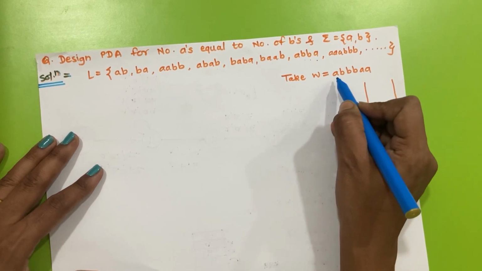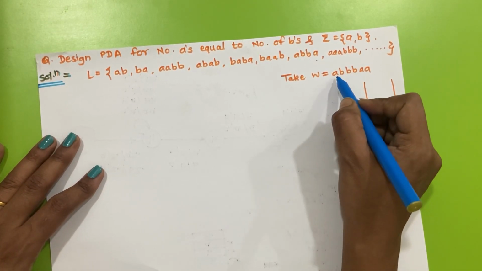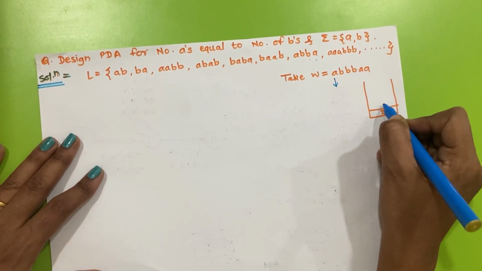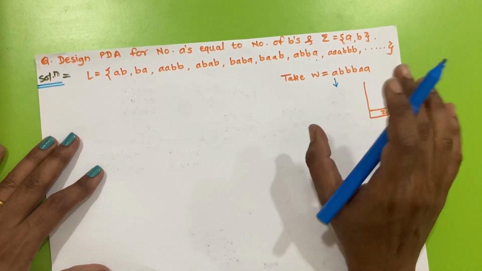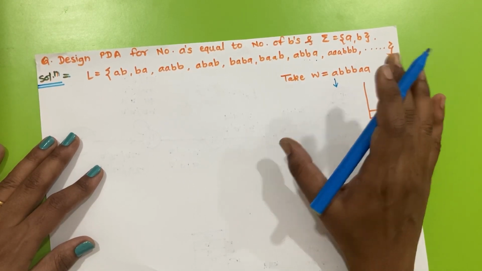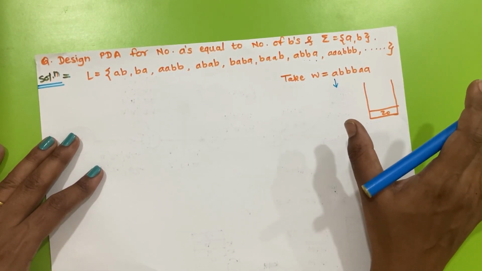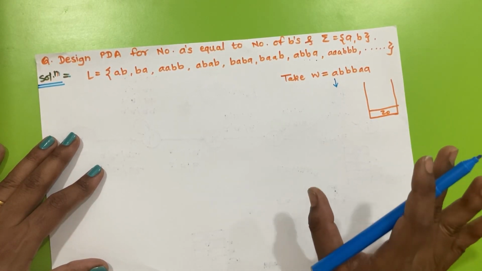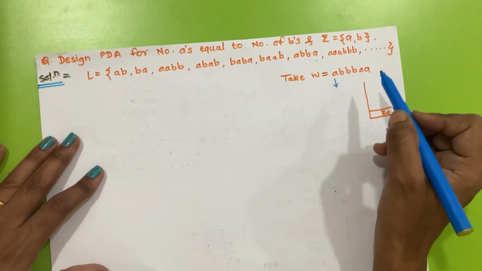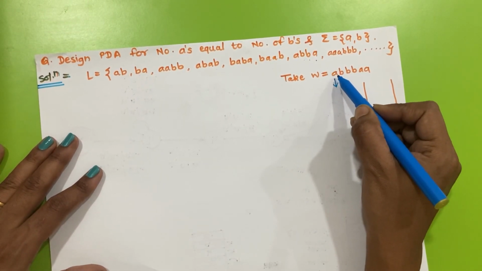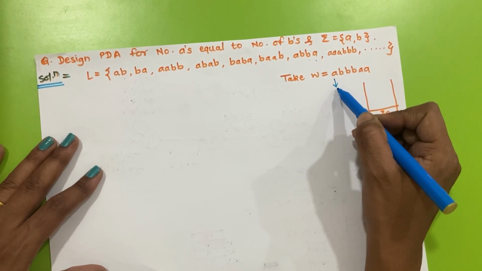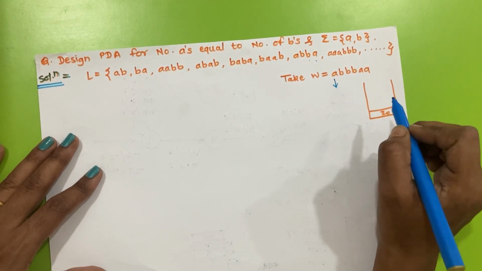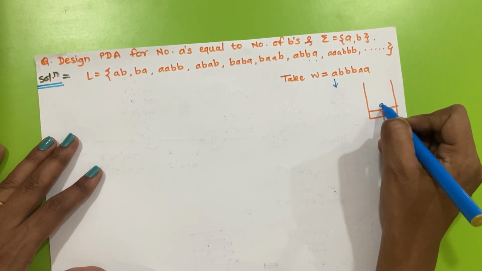Here the string starts with A, so I'll first push A onto the stack, because we can't perform a pop operation if we haven't pushed anything on the stack. Means for a popping operation we must first do a push operation onto the stack. So whenever we encounter the first input symbol, that will get pushed onto the stack. First we have A as input symbol and top of stack is Z0, so A will get pushed onto the stack.